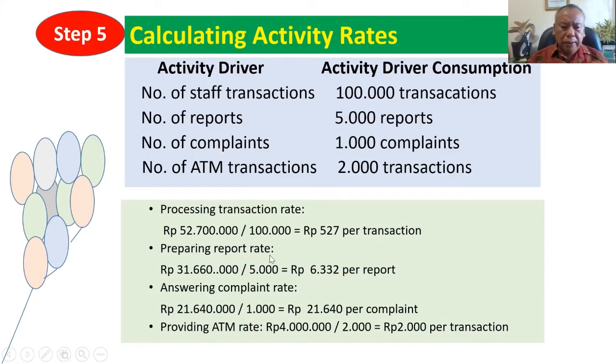Preparing report rate, showing the total cost of this activity, 31,660,000 divided by 5,000 reports, so we find 6,332 per report. And then answering complaint rate, showing the total cost of answering complaint activity by 1,000. So we find 21,640 per complaint. And providing ATM rate, the total cost of the ATMs, actually 4 million divided by 2,000 ATM transactions, so we find 2,000 per transaction.